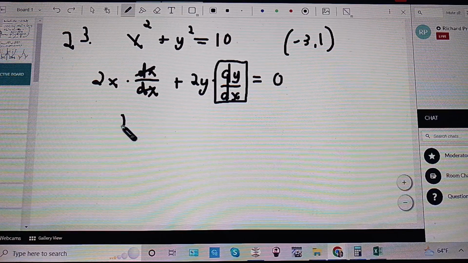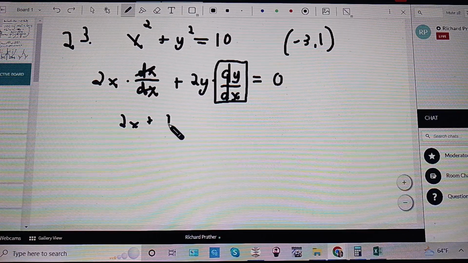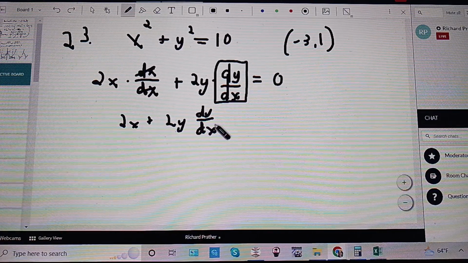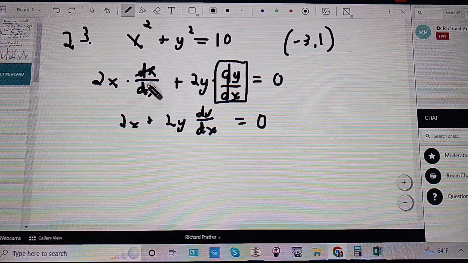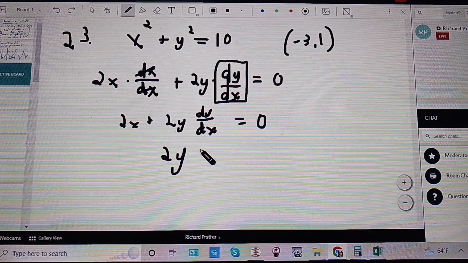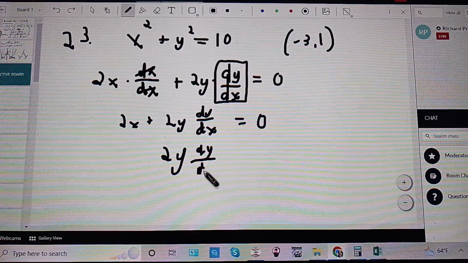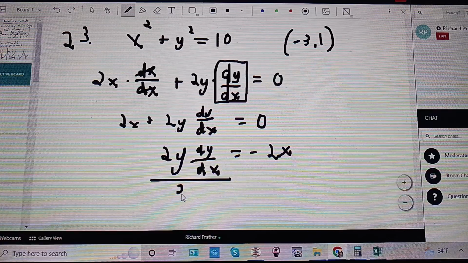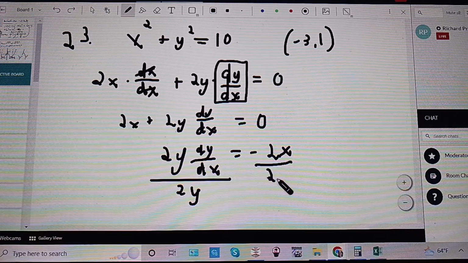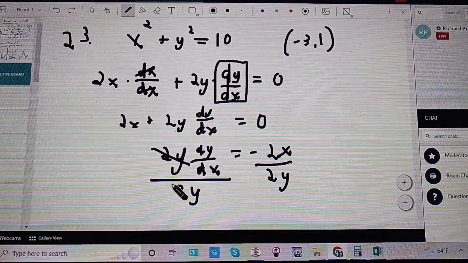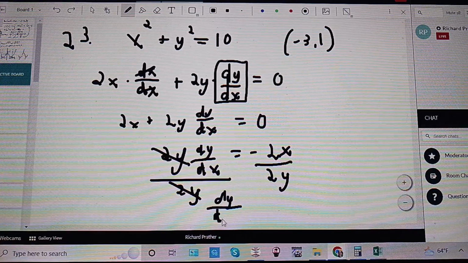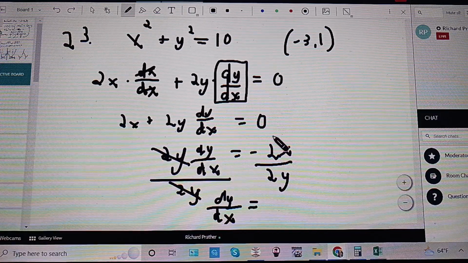So let me write it better so it looks easier to solve. 2x plus 2y dy over dx equals 0. I canceled this part out. So subtract the 2x to the other side. Divide both sides by 2y. Here's the derivative with respect to x. dy over dx equals, I can cancel these 2's, negative x over y.